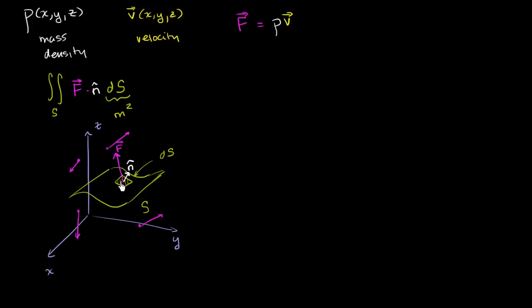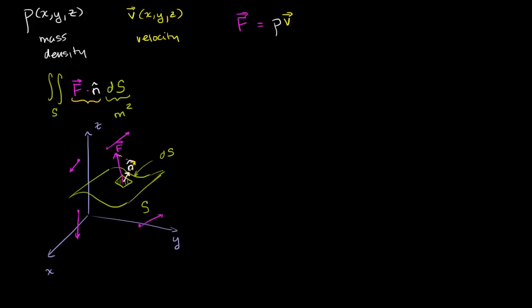Or how much of f is normal to the surface? So the component of f that is normal to the surface might look something like that. And this right over here will essentially just give the magnitude of that. And it's just going to keep the units of f. N right over here just specifies the direction. It has no units associated with it. It's dimensionless. F's units are going to be units of mass density.